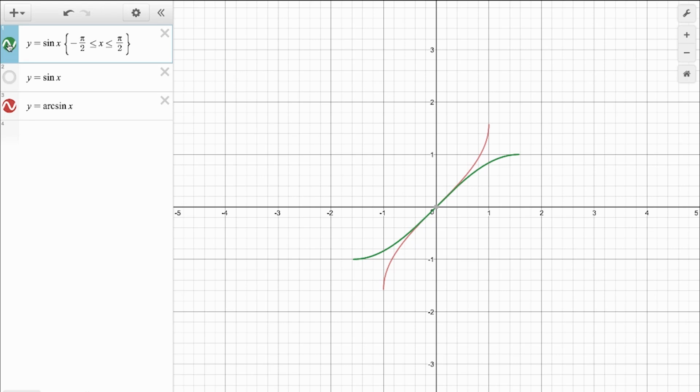So I'm just going to hide this for a second. This is the inverse of my sine function, or arc sine. And again, as we know for inverse functions, the domain and the range switch. So I have -1 comma -pi/2 here, which is a reflection of this about the line y equals x, and then this is your point 1 comma pi/2.